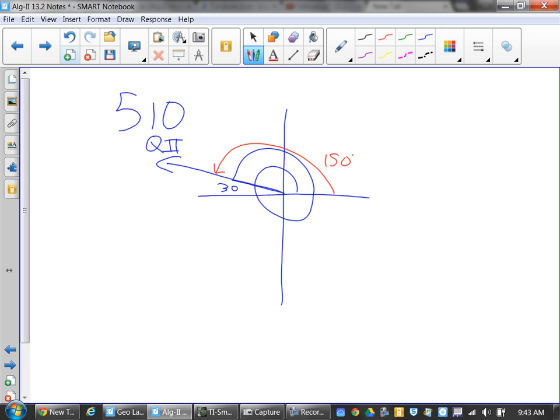Notice that if I subtract 360, what do I get? 150. I unspun it. I came back around, right? It works the same way. I'm going to show you negatives here in a second. Don't worry so much yet. It's not as fuzzy as it sounds.